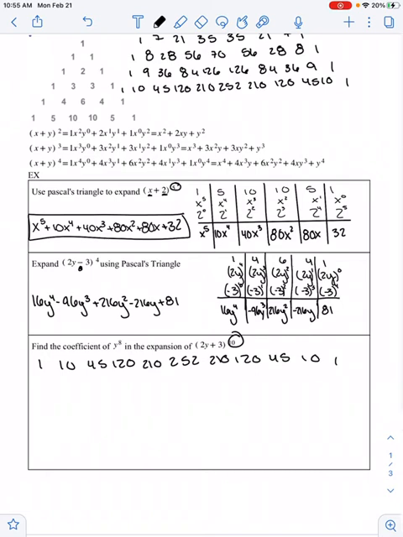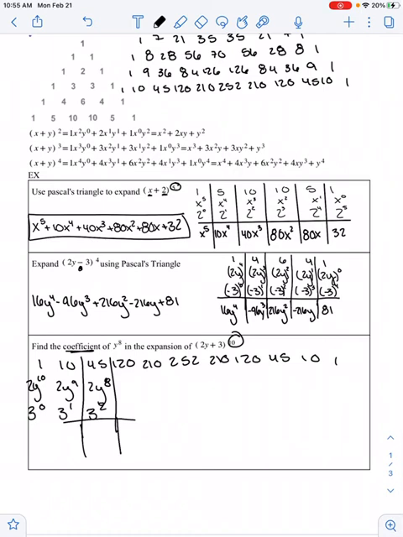Then we would start 2y to the 10th, 2y to the 9th, 2y to the 8th. That's where we're going to stop because we only care about the coefficient of y to the 8th. And this is where our y to the 8th would be. Then it would be 3 to the 0, 3 to 1, 3 to the 2nd. So I'm just going to multiply out that row.